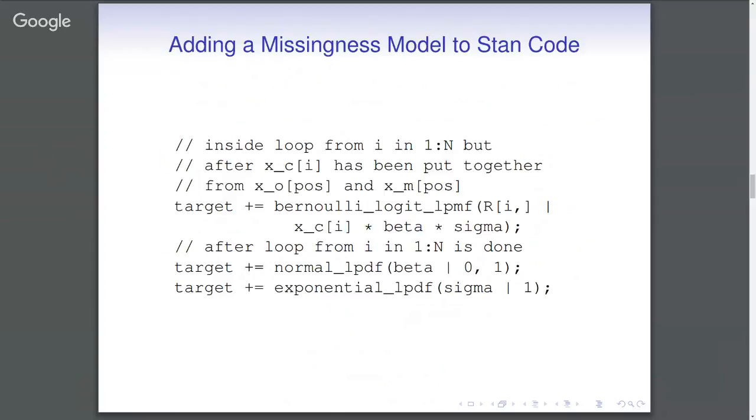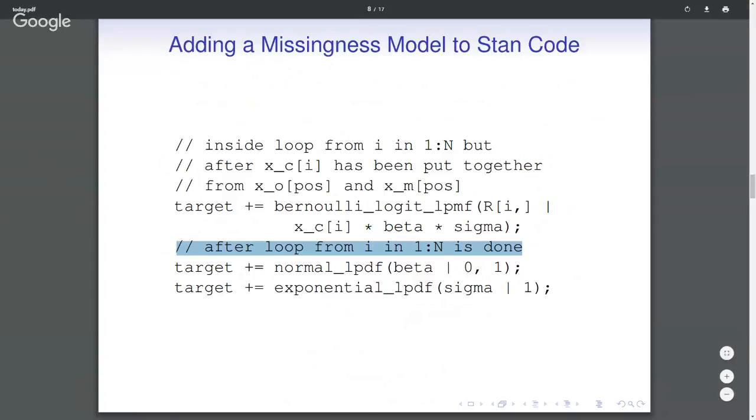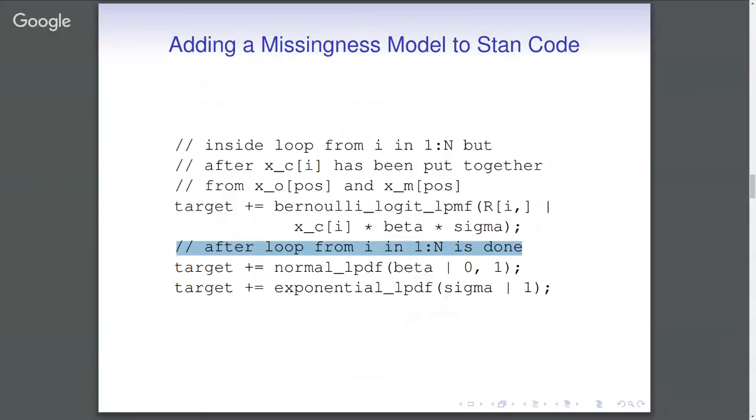And then outside the loop from i equals 1 to n, you need to put the priors on beta and the prior on sigma, which is, again, just use the distributions, put underscore lpdf after it. And then it's just expressing your beliefs about those things before seeing the data.